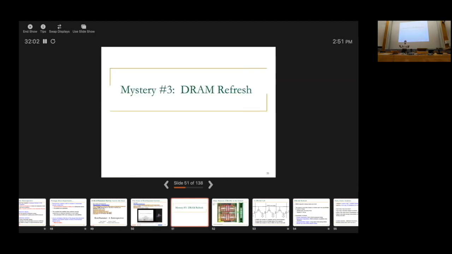So given that we don't have a lot of time, I'll finish DRAM refresh. I'm not going to talk about memory performance attacks, but I will, let's see, yeah.